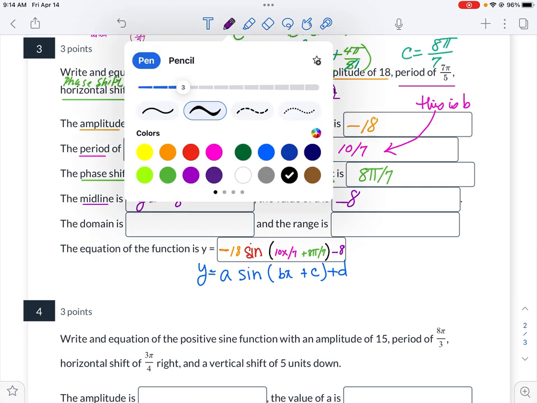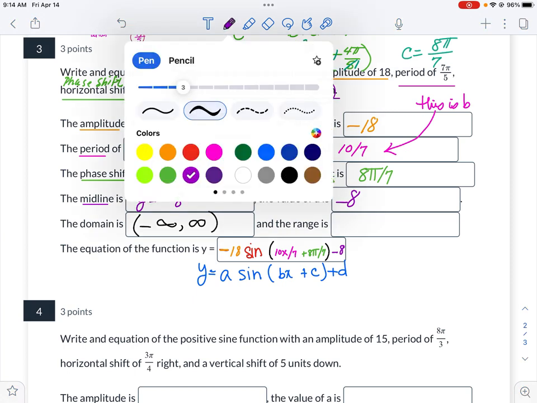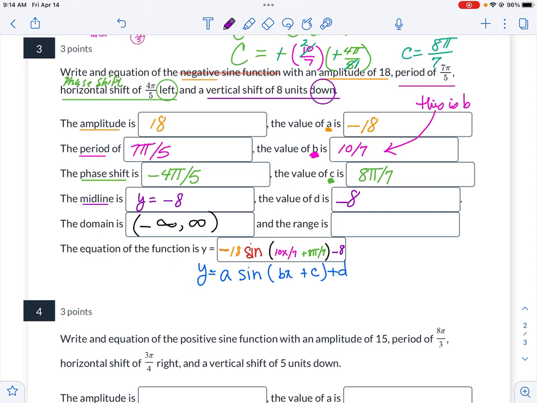Domain never changes. Domain is negative infinity to infinity. And the range, remember, the range is always negative 8 minus the amplitude, and negative 8 plus the amplitude. So that would be negative 26 to 10 would be the range.